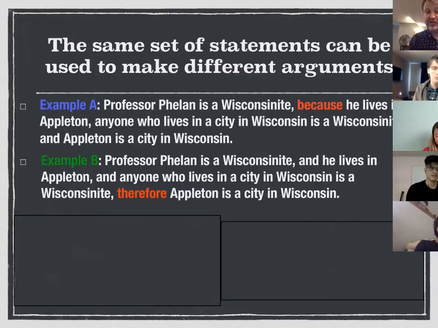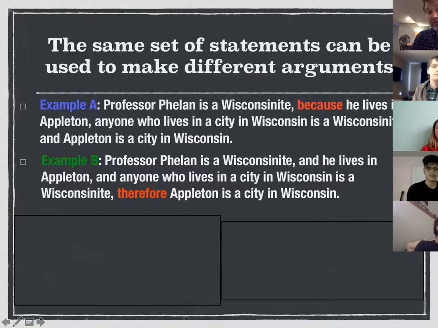So what's the conclusion of this second argument, example B? Abby, you want to tell us? Can you repeat that? Sorry. What is the conclusion of the second argument, example B? The conclusion would be Appleton is a city in Wisconsin. Right, and how do we know that? Because it's using therefore just before it. Right, yep, because we have the indicator word therefore.